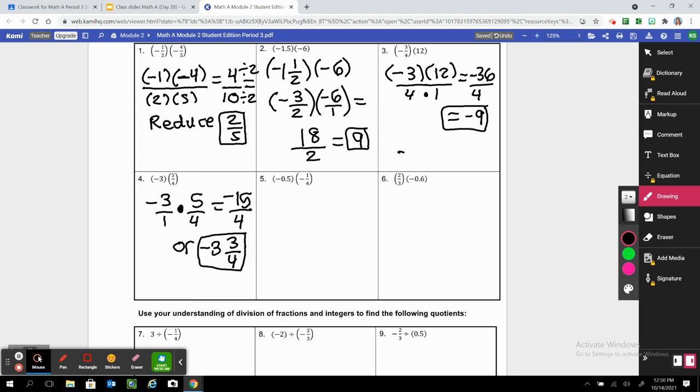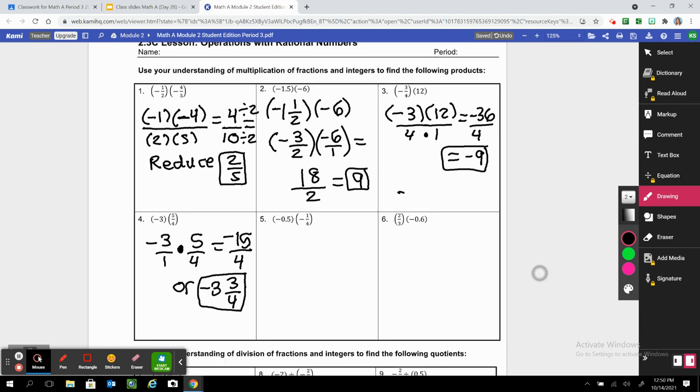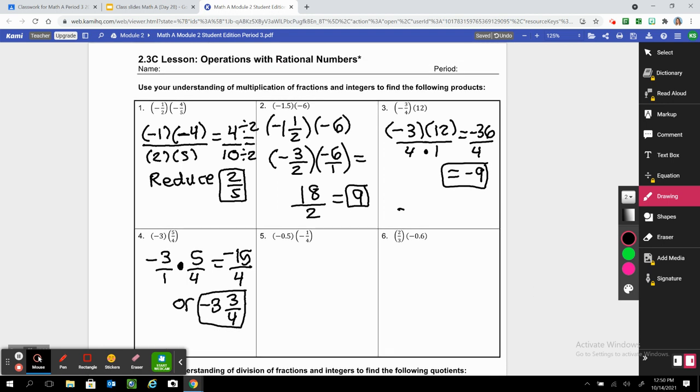So the difference between multiplying fractions and adding fractions is that when we multiply, we don't have to find a common denominator. We just multiply straight across. So I'm going to write that just as a little hint up at the top. Just multiply across.